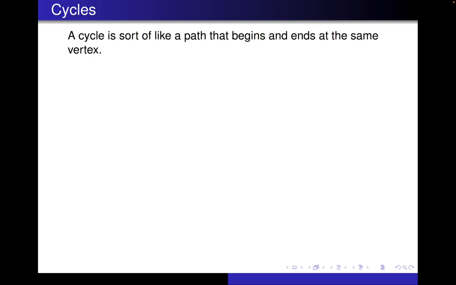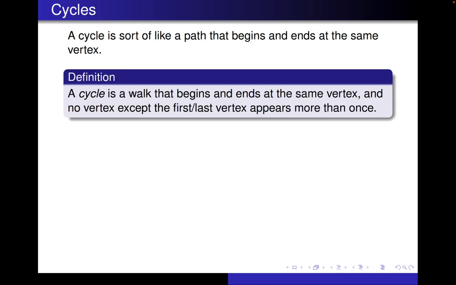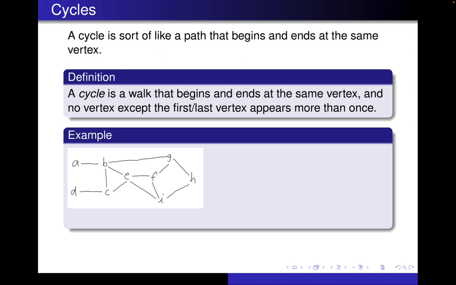Now, cycles are just like paths, except we don't have any repeated vertices, except the last vertex is going to be the same. So the first vertex is going to be the same as the last, but otherwise all the vertices are different. So here's our little graph again, and here's our example of a cycle. Notice that we have a B at the beginning and a B at the end, so that's where it's going to begin and end. But notice that all the other vertices are distinct.